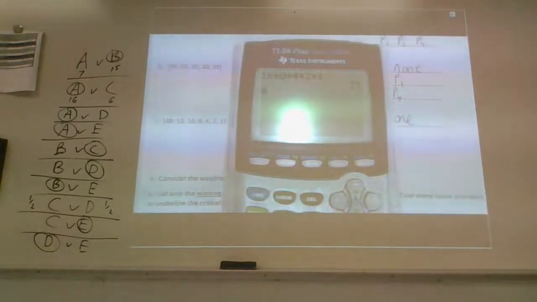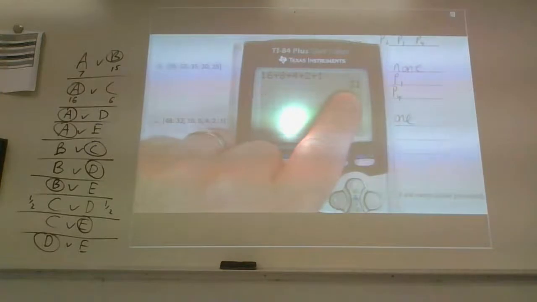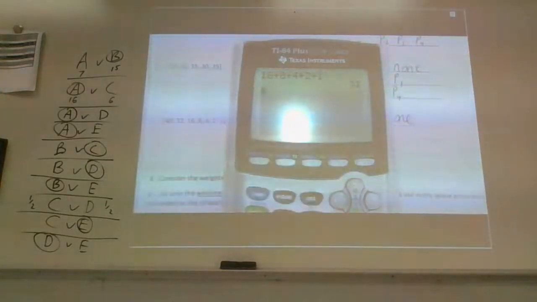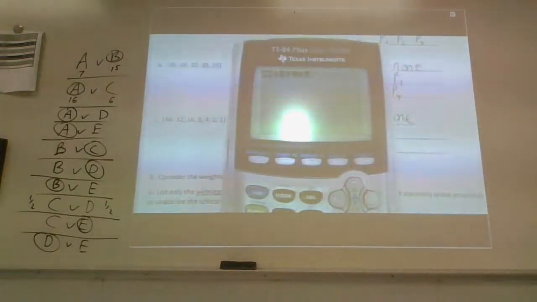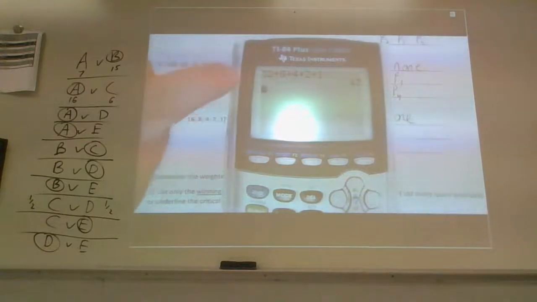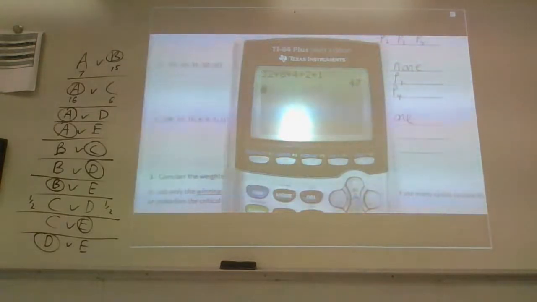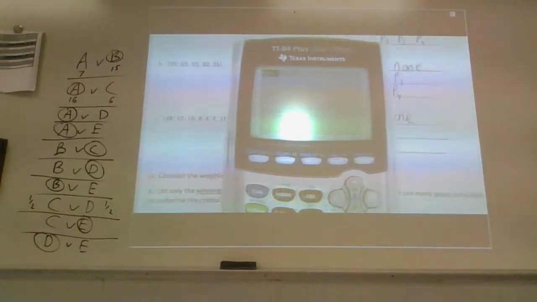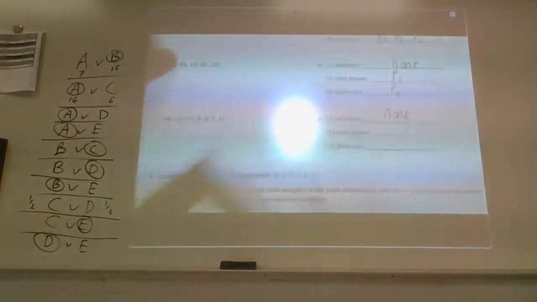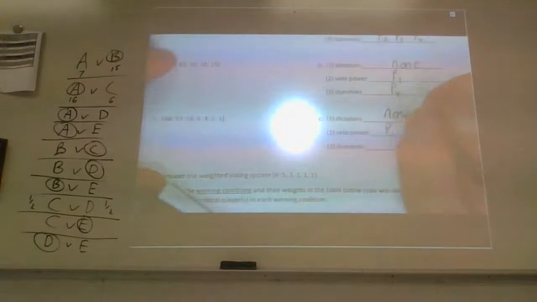I added up everybody but player 1. Does not meet the quota. I added up everybody but player 2. Now look at this, it is actually very interesting. Did not meet the quota. I'm going to add up everybody but player 3. Yeah, it meets the quota. Players 1 and 2 have veto power.